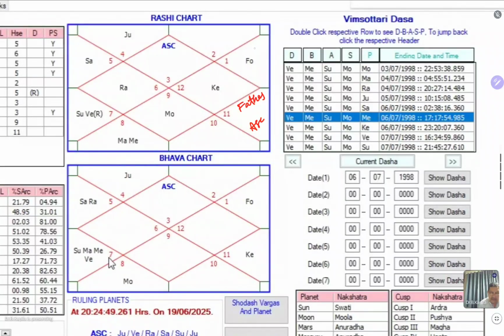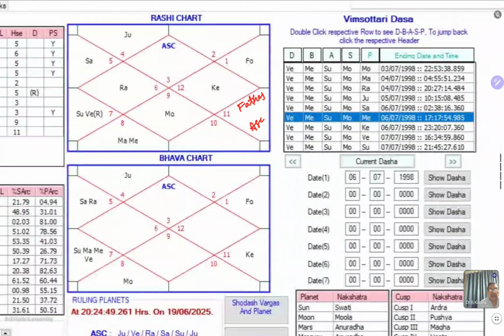9 is ascendant, 4th is 8th house, and 5 is Badaka. So the Dasha Lord has to be a co-ruler of either the ascendant, the 1st house, or the 8th house, or the Badaka house. It means 4, 5 or 9. In particular houses, in particular cusp, the Dasha Lord Venus should appear as a co-ruler.